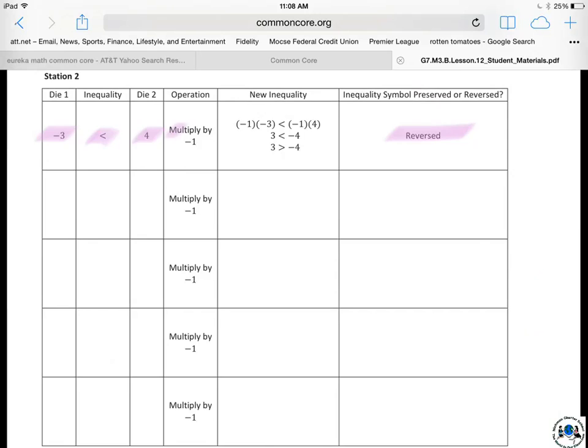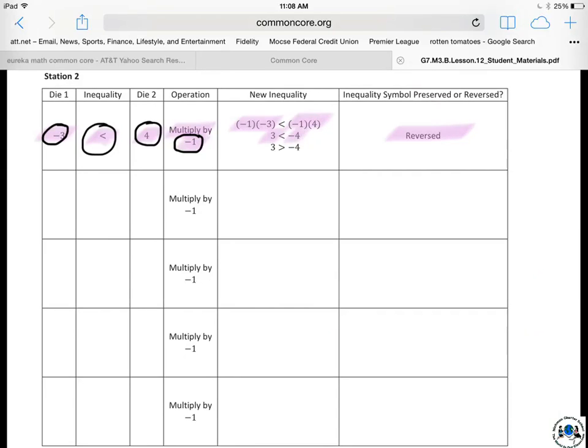Now you're going to multiply by a negative 1. And you probably know that multiplying a positive by a negative is going to get you a negative. But if you multiply that negative by a negative, you're going to get a positive. So right away we can see that this symbol is going to be reversed. But let's take a look at how it all panned out. So here we go. Negative 1 times negative 3 is actually 3. Negative 1 times 4 is negative 4.